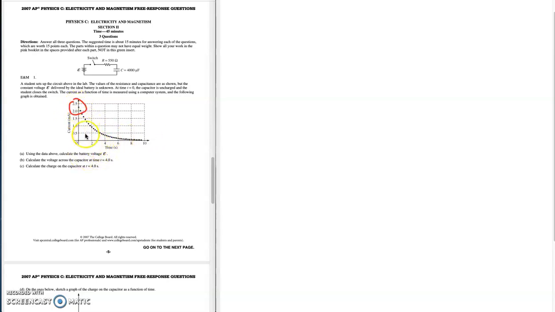All right, so for part A, using the data, calculate the battery voltage. At time t equal to 0, the capacitor is uncharged, and that means all of the voltage drop is across the resistor. So we could say Kirchhoff's loop rule, starting on the negative side of the battery and then working our way around the circuit until we get back around to where we started. The voltage of the battery takes us up, the voltage across the resistor brings us down, and then the capacitor brings us down the rest of the way, and we end up back on the ground.